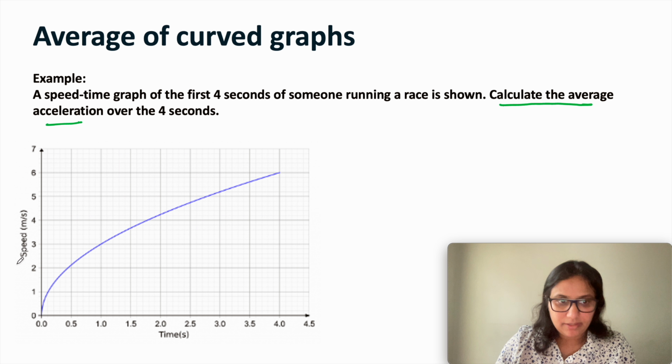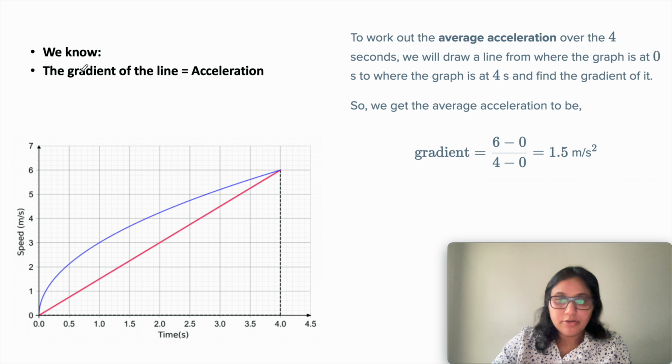The speed time graph shows someone running a race from 0 to 4 seconds, that is, the first 4 seconds. And you are supposed to calculate the average acceleration over the first 4 seconds. This you should always keep in mind: the gradient of the line always gives acceleration.